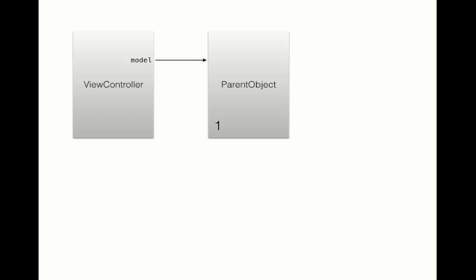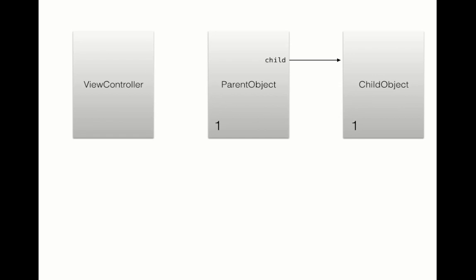Okay, so in parent object, automatically when it's constructed, or initialized I should say, it will instantiate an object of type child object, and that reference will be stored in the property child, again optional. Now, because child object has one strong reference, it's owned by parent object, so it too has a retain count of 1. Now, the key observation with this is if we go back to the view controller and we nil the property model, like so.